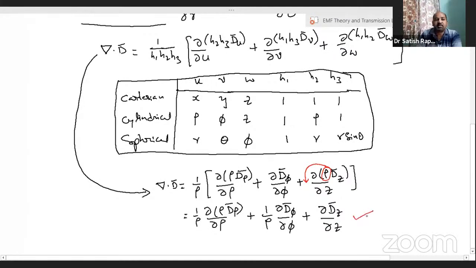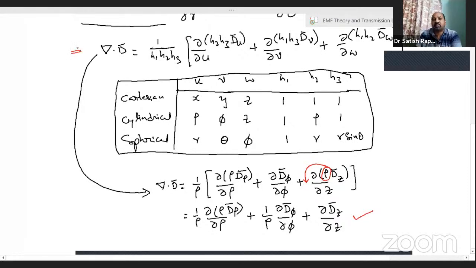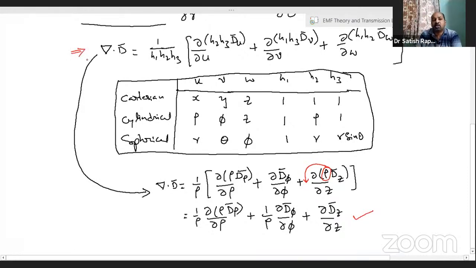So this is how we can express del dot D bar in the cylindrical coordinate system. Therefore, you just remember this general equation. Shortcut method: you just remember this and this table. This table is common for everyone.